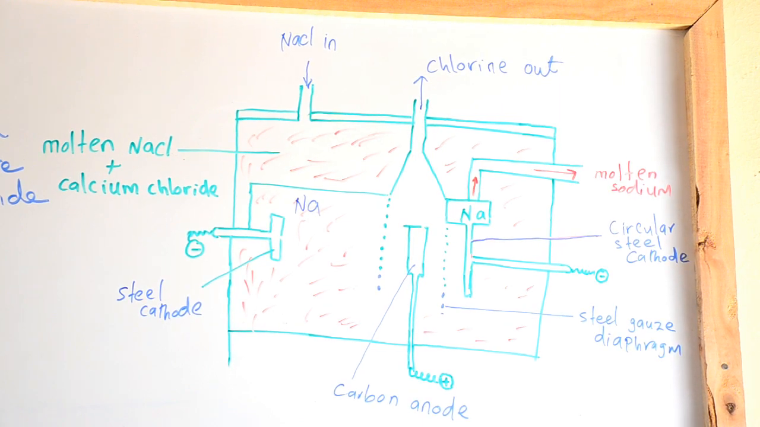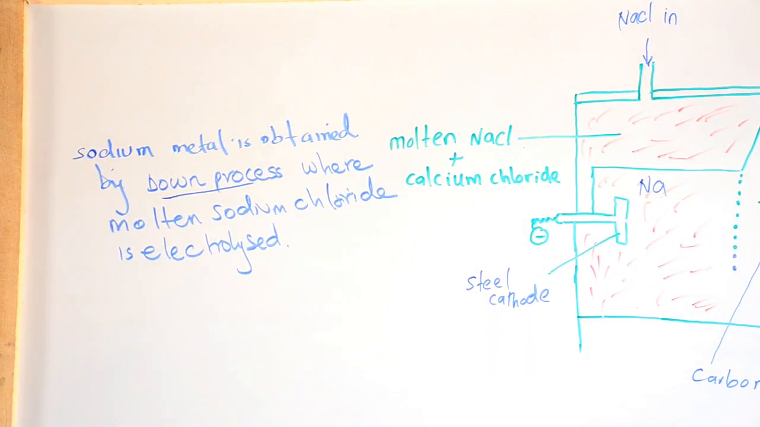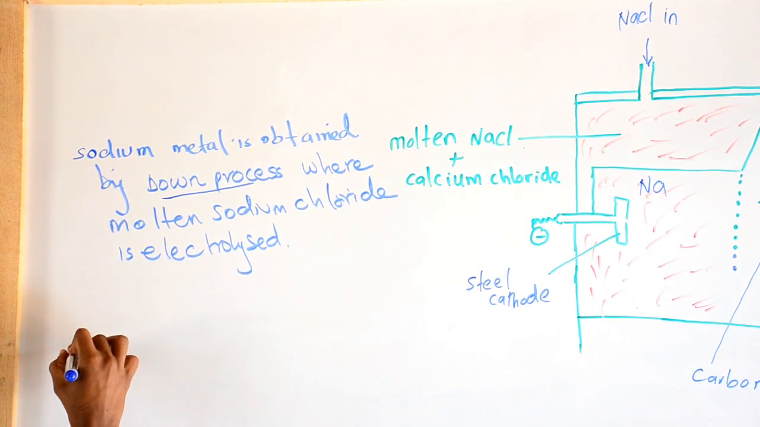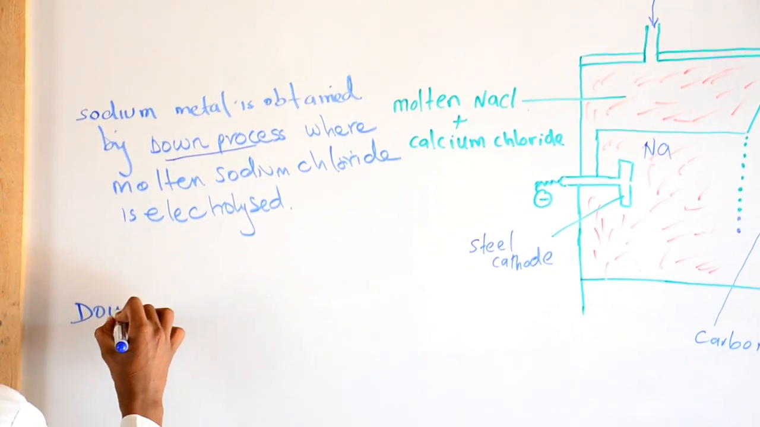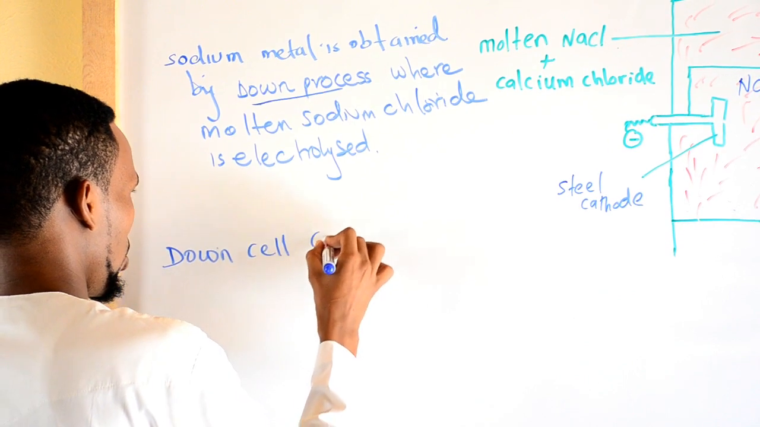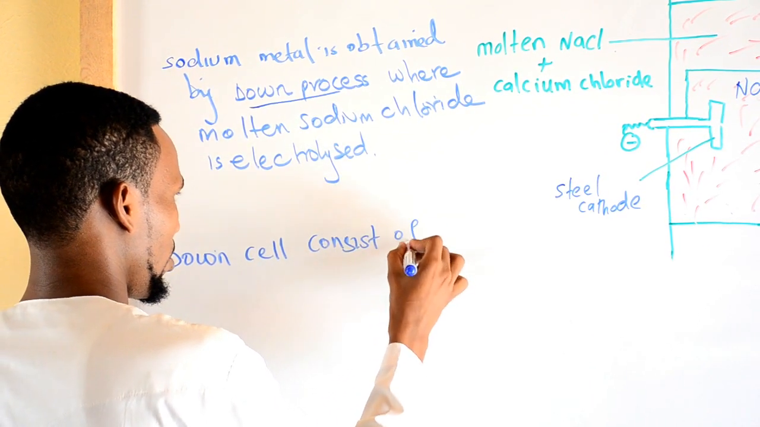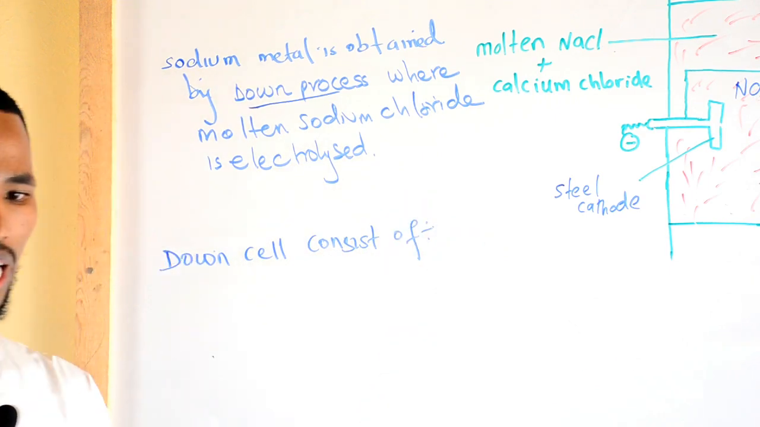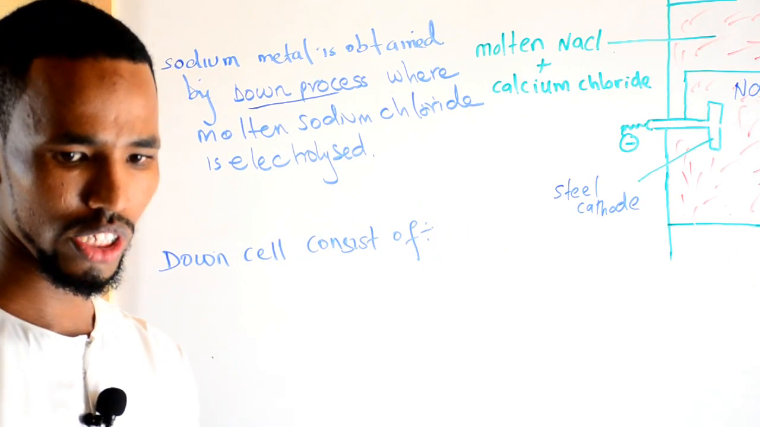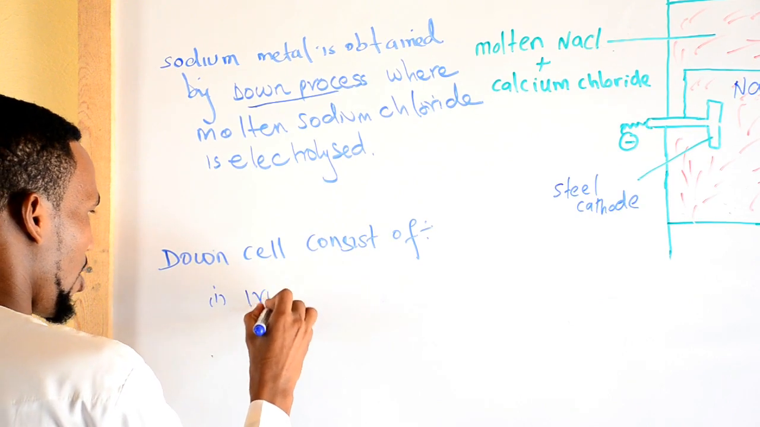So we are basically talking about the Downs process. This Downs process uses a Downs cell. So the Downs cell consists of an iron shell.